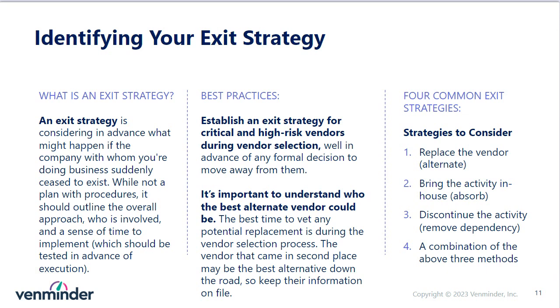For example, there might be a piece or a segment that you can absorb, while there might be a piece that could be replaced by another vendor. So replacements and these combinations aren't always like for like. It might be a partial replacement. Again, it's not a plan with procedures. It's an understanding of what potential options there are.